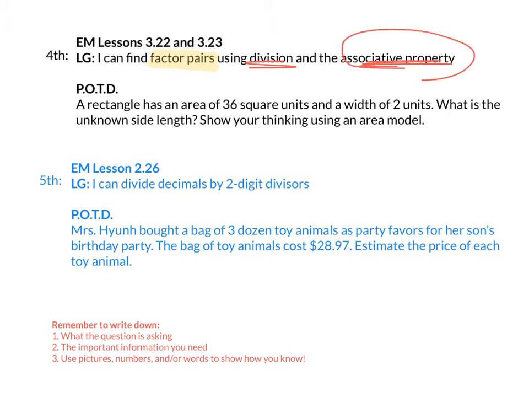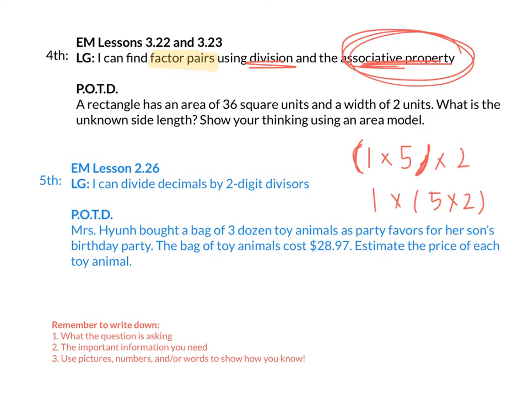With your table group, remind each other, what is the associative property? Remember, when I associate with someone, I'm in a group with them. What does the associative property of multiplication mean? Go ahead and talk to your table group. As you'll recall, the associative property of multiplication says that if I have a multiplication sentence like 1 times 5 times 2, I can move these parentheses. I can say 1 times 5 times 2. And it's the same thing. Okay? Does that make sense? Good.